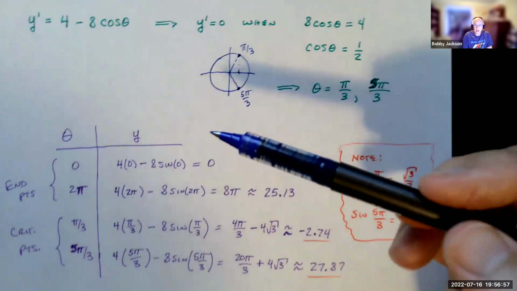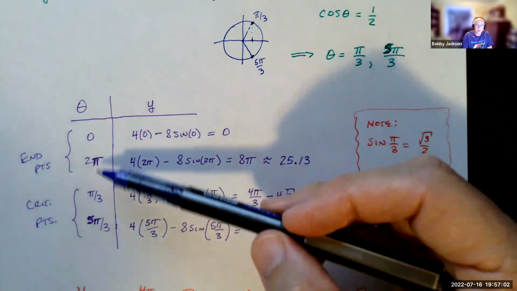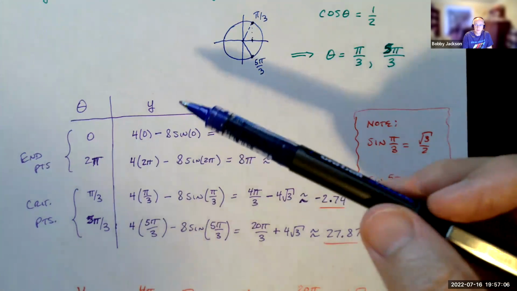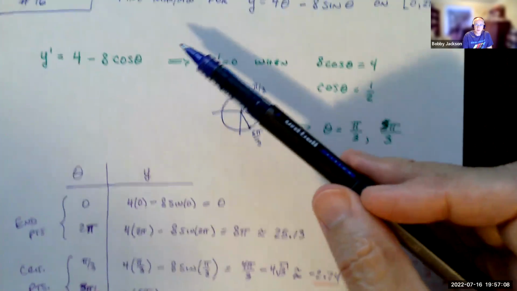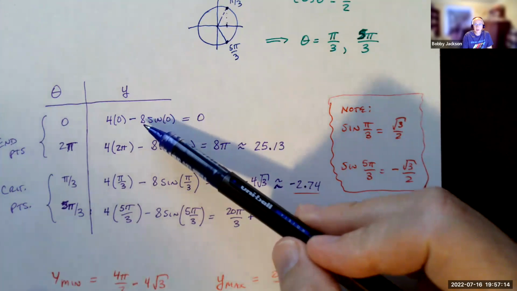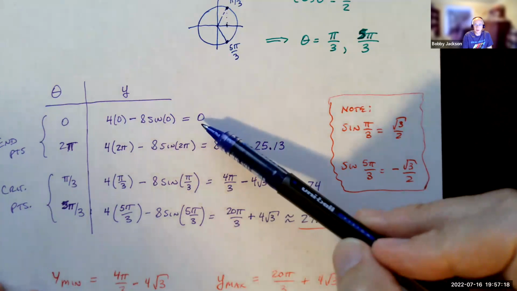And the way you would show that for support is a simple table. Here I've got the value of theta. Here are my endpoints 0 and 2 pi. My critical points pi over 3 and 5 pi over 3. And then the value of y, which remember y is 4 theta minus 8 sine theta. So if I plug in 0, 4 times 0 is 0, minus 8 times sine of 0 is 0. So this is just 0.